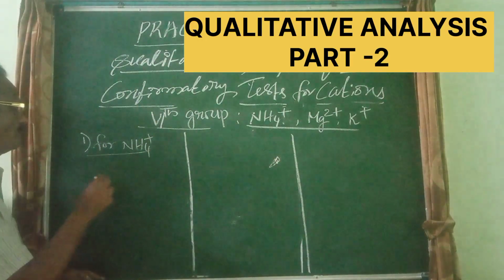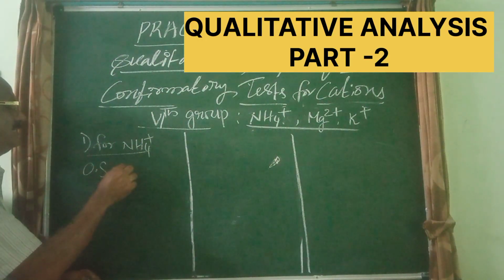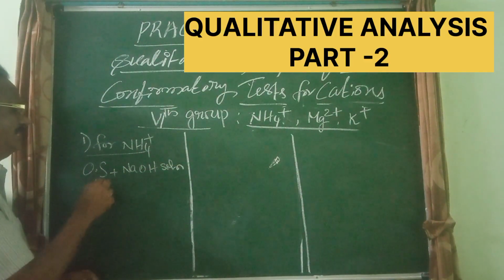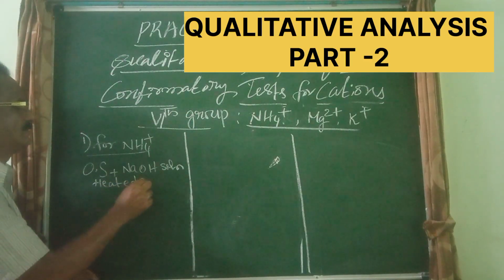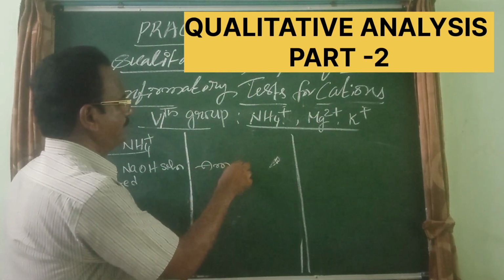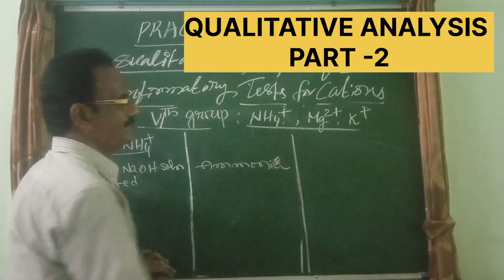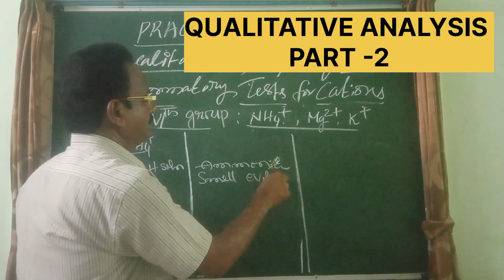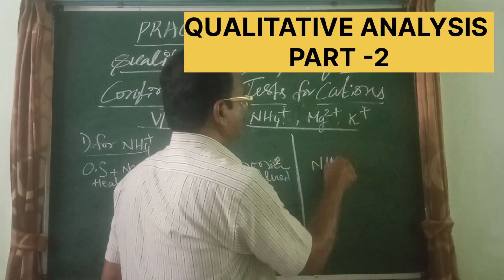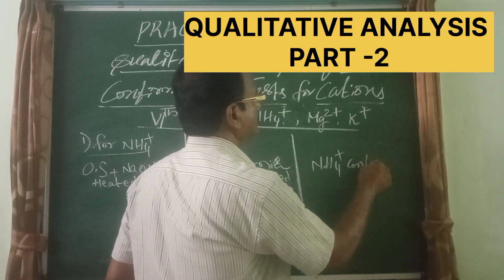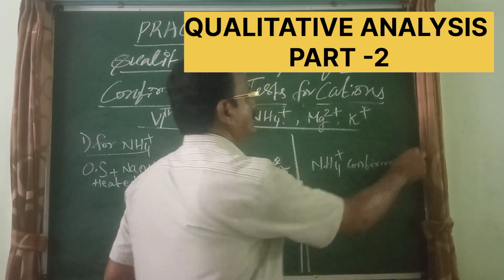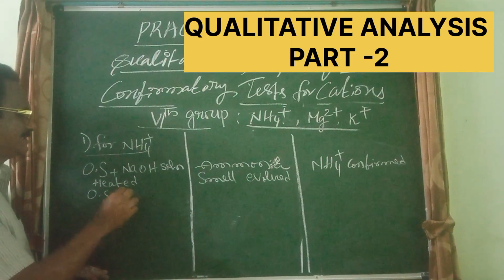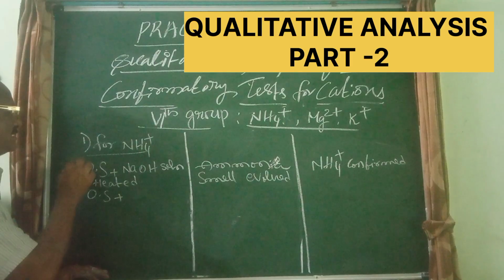For NH4+, the original solution is added with NaOH solution and then heated. If an ammonia smell evolves, then the presence of NH4+ is confirmed. Then the original solution with Nessler's reagent. This is test 1. Consider this as test 1.